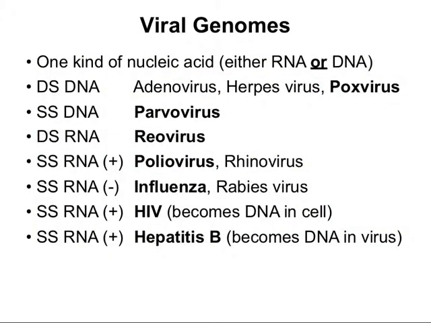Here's an example of the diversity of viral genomes. Remember, they can only have one kind of nucleic acid, either RNA or DNA, but not both. So that makes them unlike cellular organisms also. You don't need to commit these to memory, but DS means double-stranded and SS means single-stranded. And you have the denotation of positive or negative, whether they're positive strand, meaning they're totally ready for translation, or they're negative, which means we need to make a positive copy first.